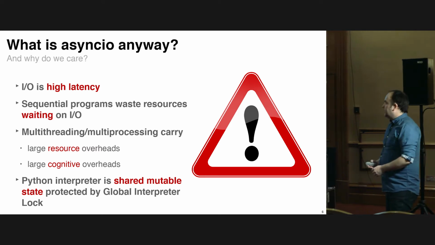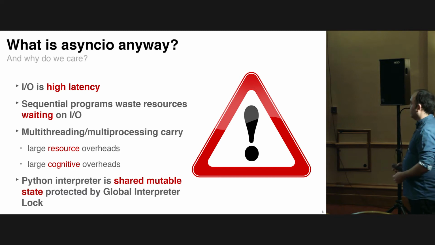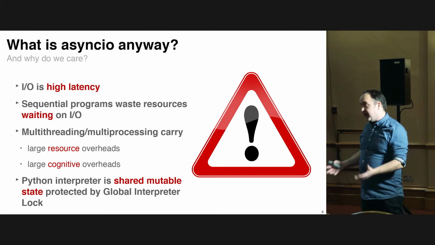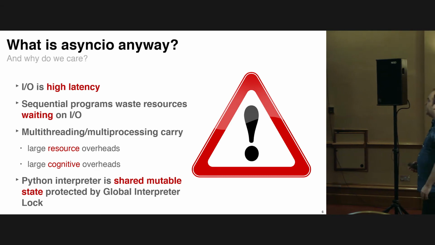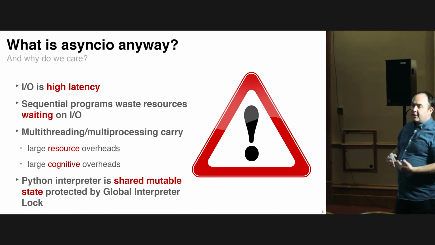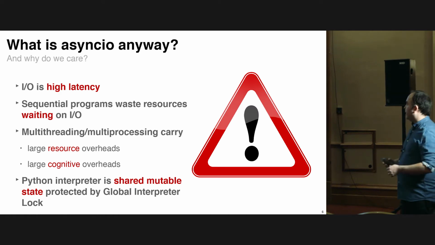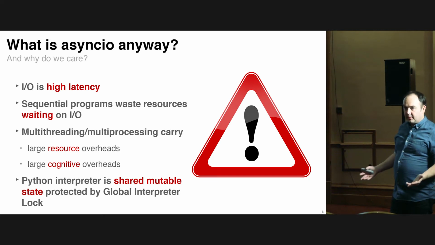So what is all this about anyway? Well, the problem is that computers are incredibly fast compared to I/O. I/O is very high latency. When we make a request to, or need to wait for some data, we tend to have to wait a very long time, in terms of CPU time at least. And so sequential programs without any concurrency waste resources just sitting around waiting for things to happen, okay?